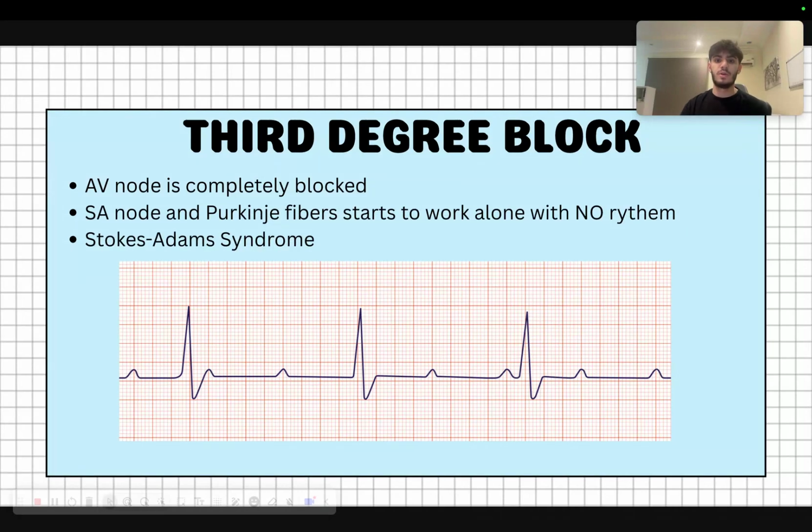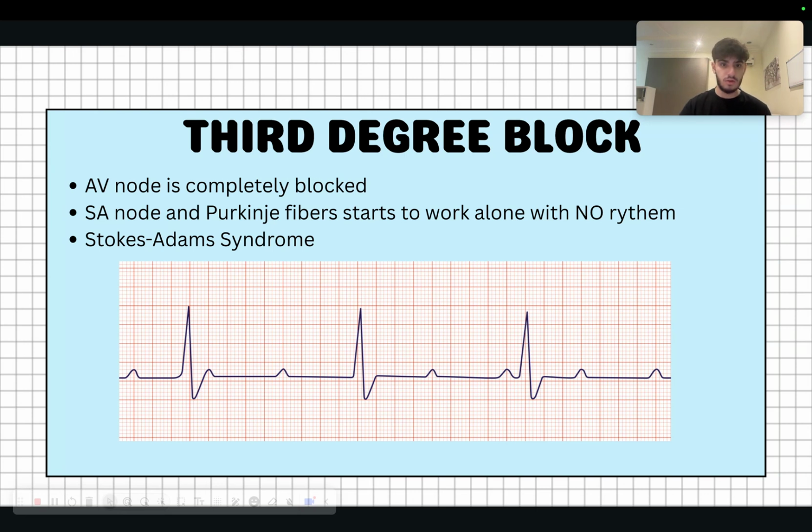Now, third degree block. What makes it different from first and second degree is complete droppage. It's like there's no signals coming from the AV node whatsoever. So this leads to what?